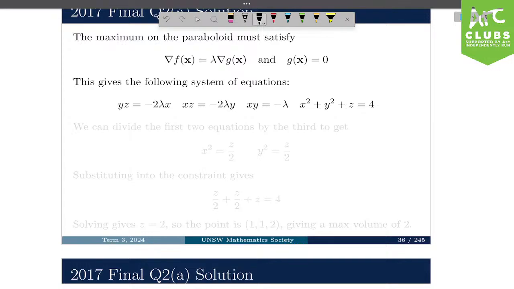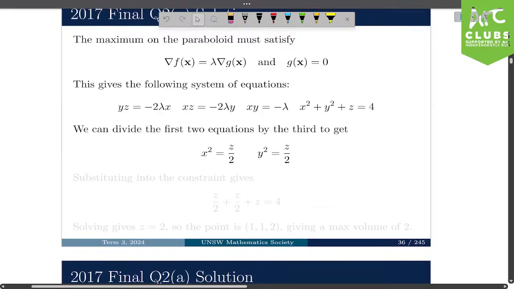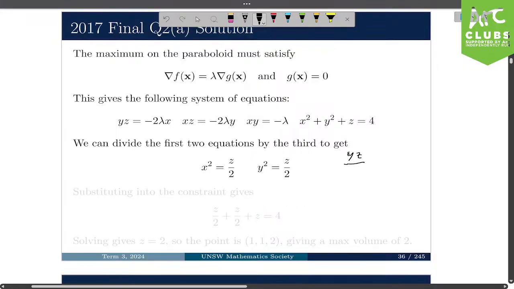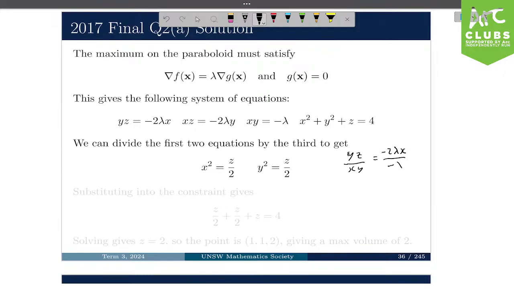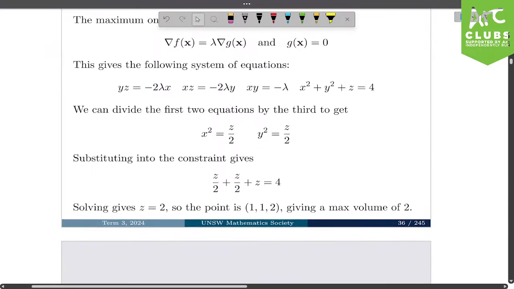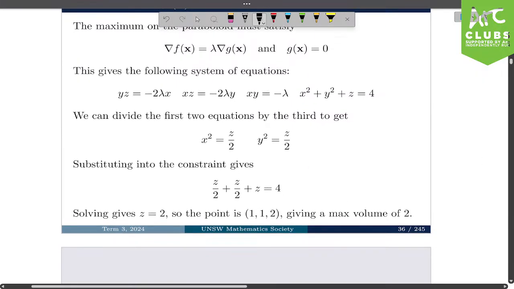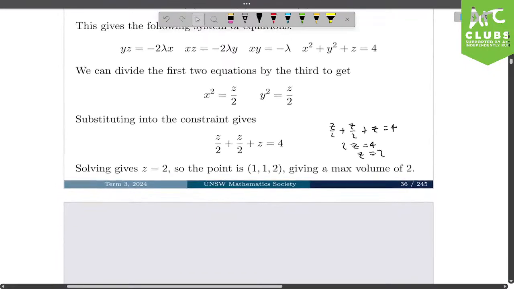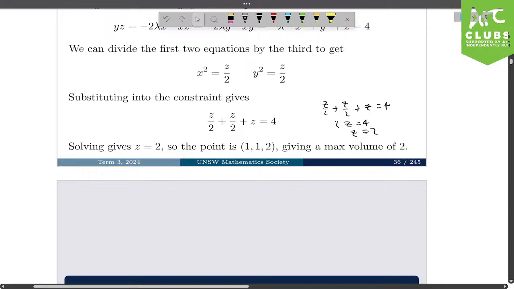So we can divide the first 2 equations by the third to get yz over xy equals negative 2 lambda x on negative lambda. So z on x equals 2x, which means x squared equals z on 2. And a similar expression can be obtained for y to get y squared equals z on 2. So finally, we substitute that back into our constraint equation, where we get z on 2 plus z on 2 plus z equals 4. So 2z equals 4, z equals 2, meaning that the point gives a max volume of 2. And that the point is (1, 1, 2).